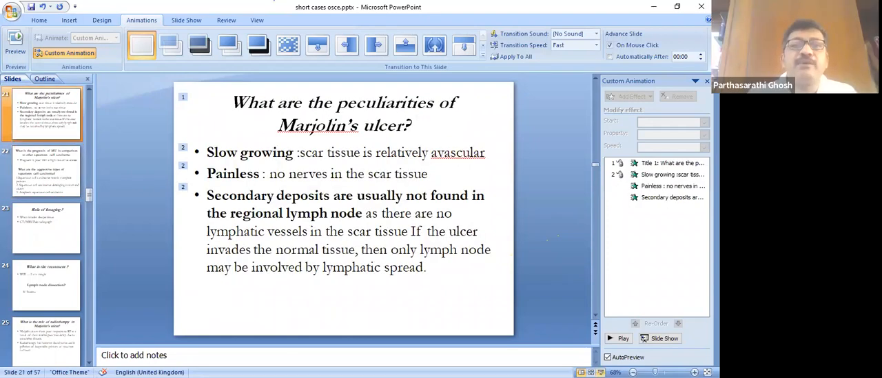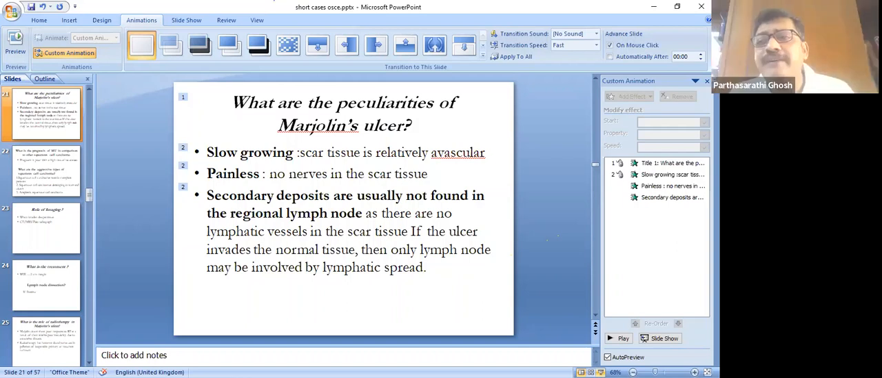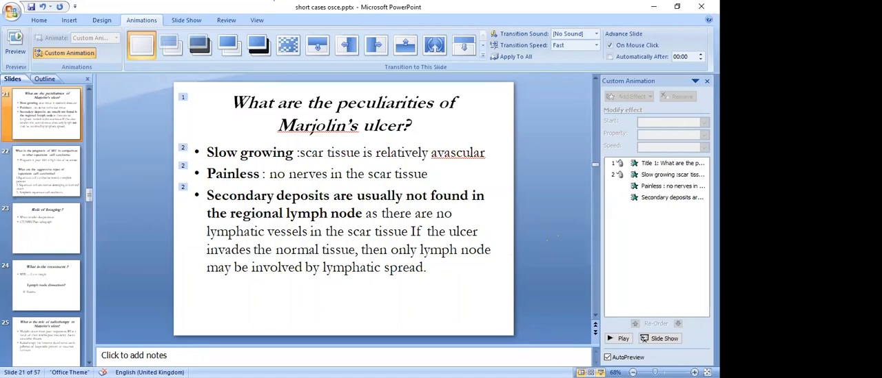Now, if you compare the prognosis of the marjolin's ulcer with other types of de novo squamous cell carcinoma, spontaneously appearing squamous cell carcinoma, how will be the prognosis? Better or bad? No nerve, no lymphatics, poor blood supply in the scar.